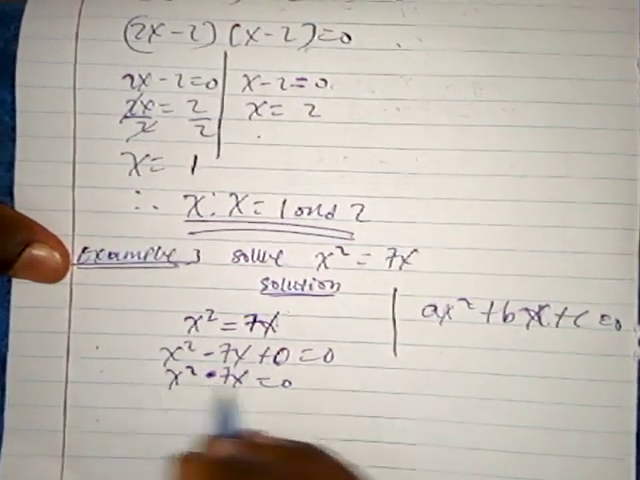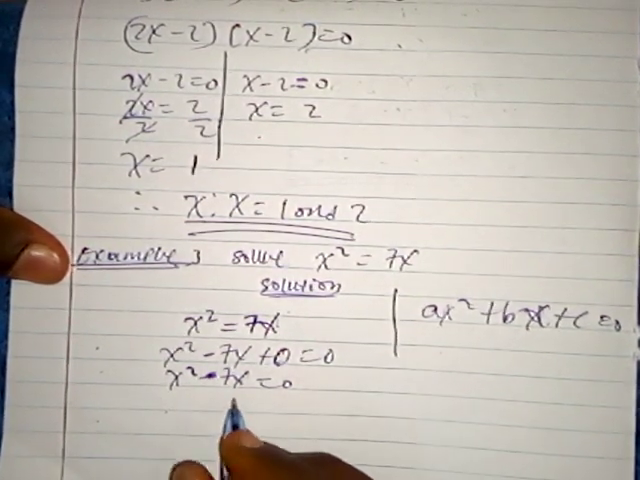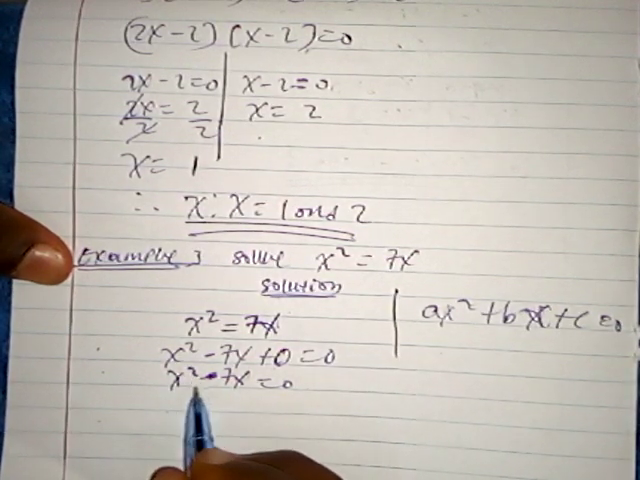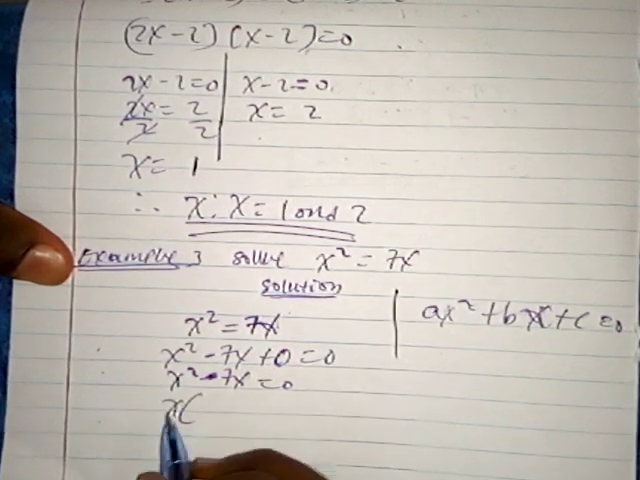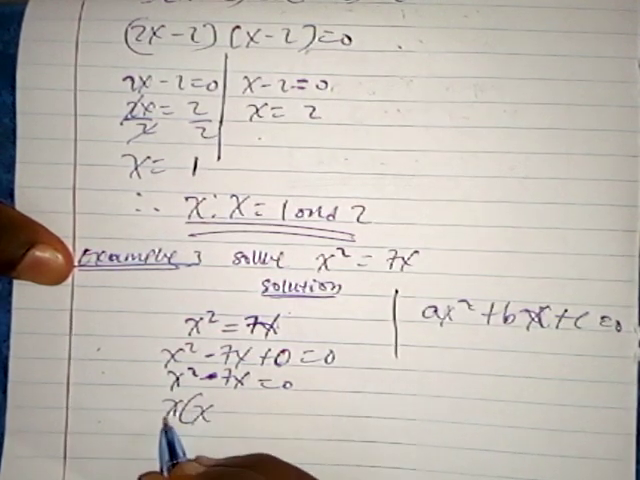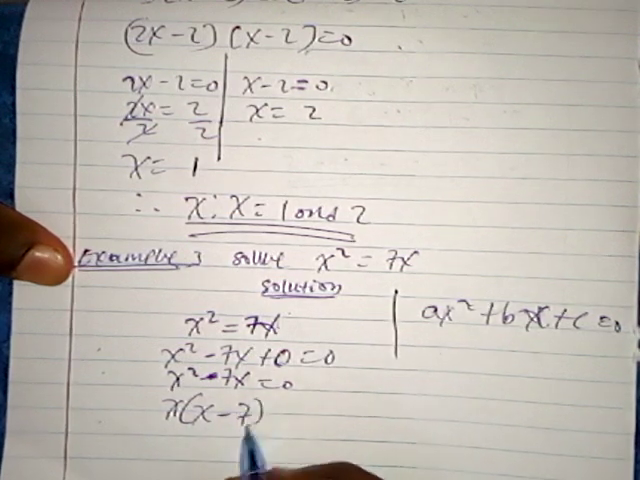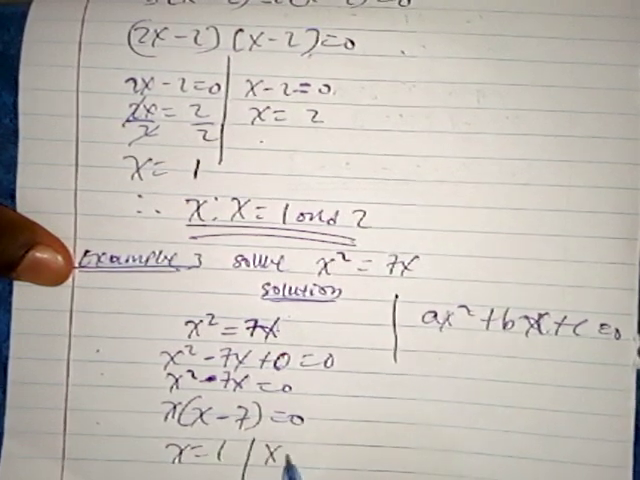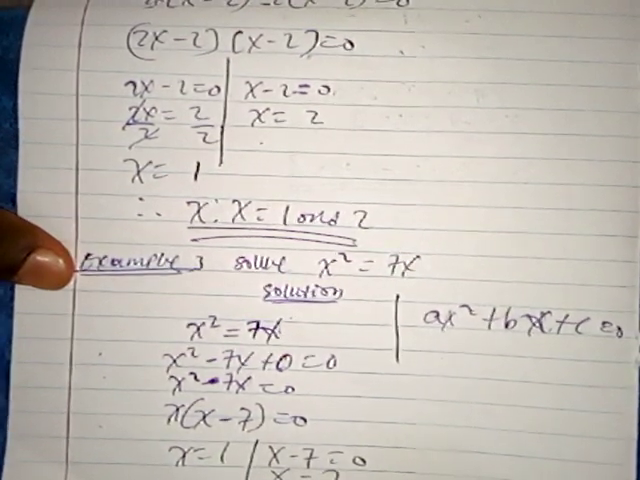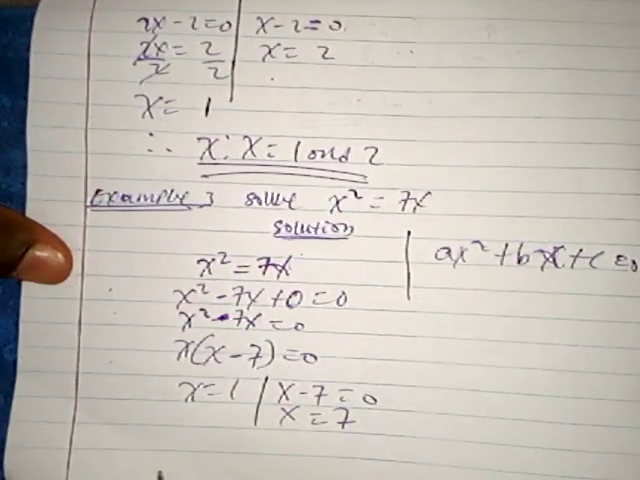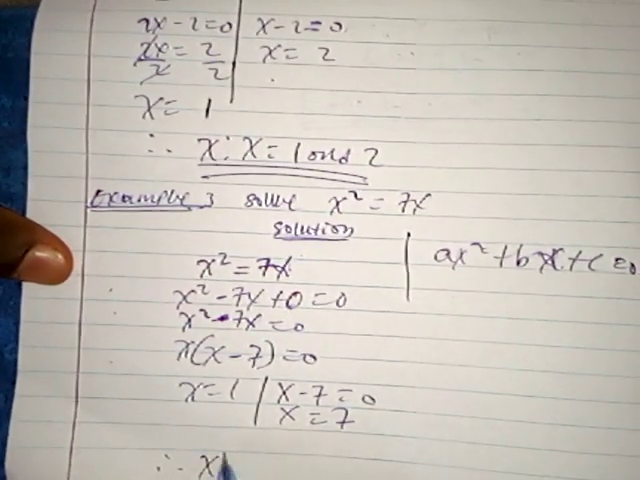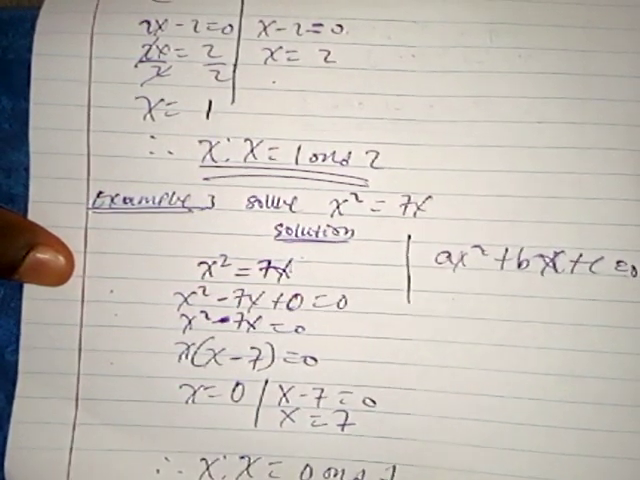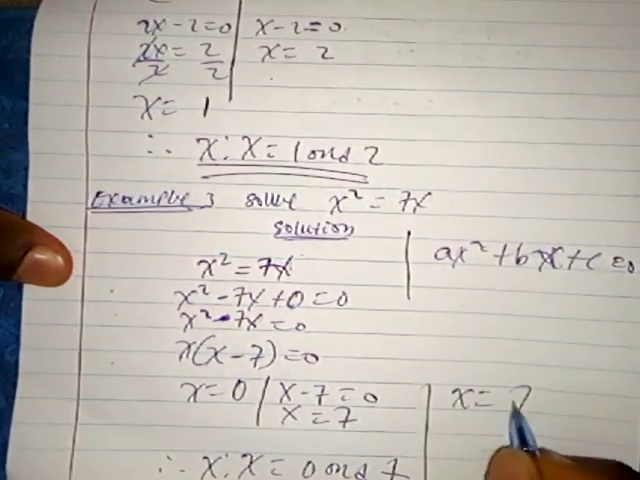Now, anytime you have two terms in a quadratic equation, you are going to find the common factor straightforward. Right? We say x squared, the common factor here is going to be what? x. x into x squared is just what? x. x into minus 7 is just 7, equals to 0. We equate: x equals to 0, x minus 7 equals to 0. So x equals to 7. So what are the values of x? Therefore x is equal to 0 and 7. You see?